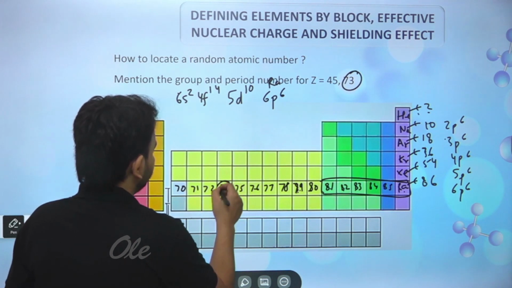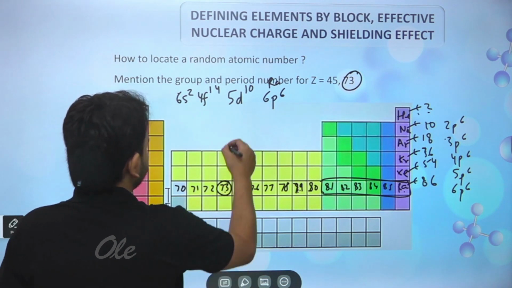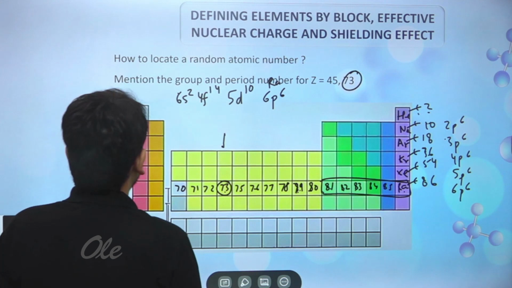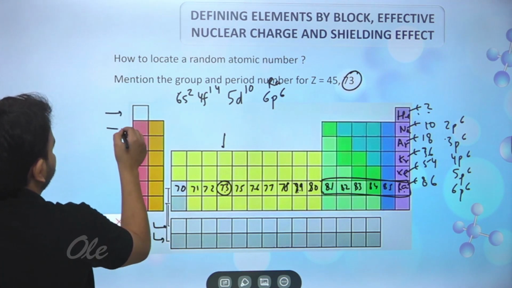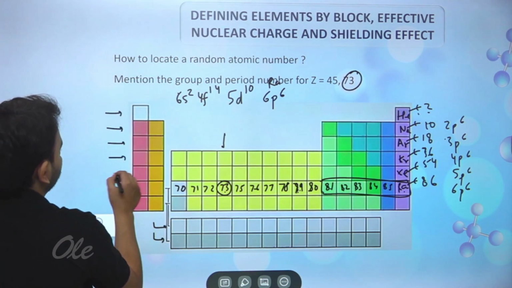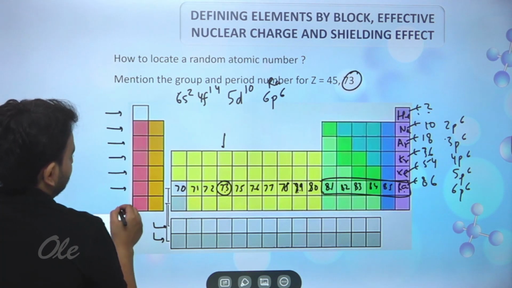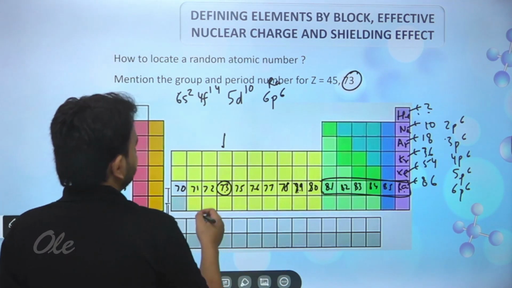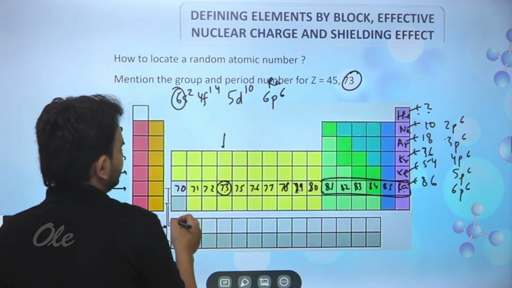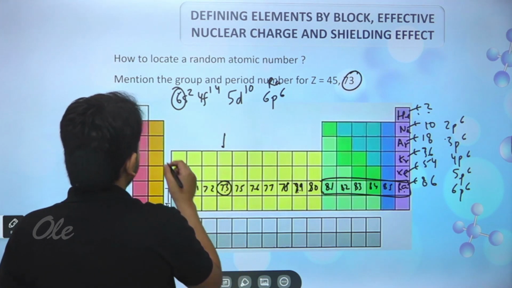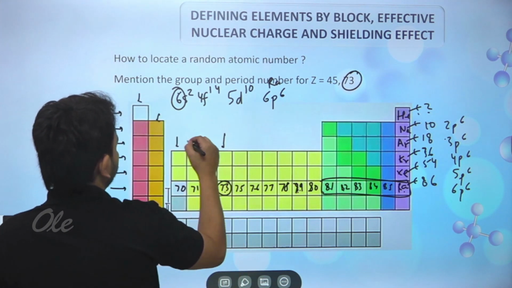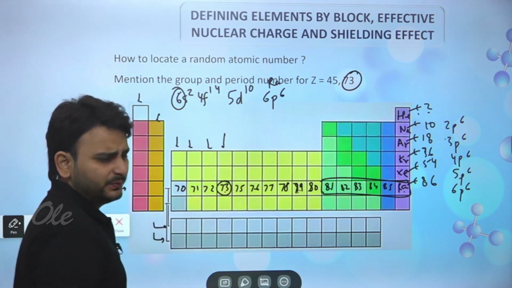So this 73, guys, comes over here, right? It comes over here. In which period is it? It is in first, second, third, fourth, fifth, sixth, right? Sixth period, definitely. Sixth period, 6 is the final shell that is getting filled. I hope you've understood this, guys.